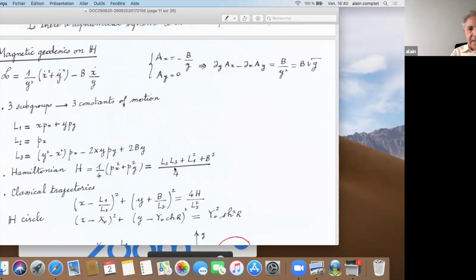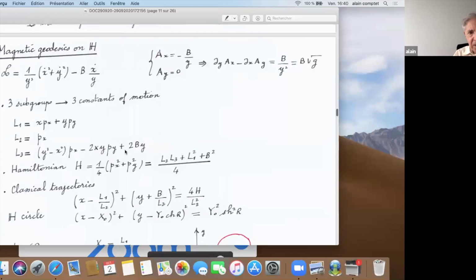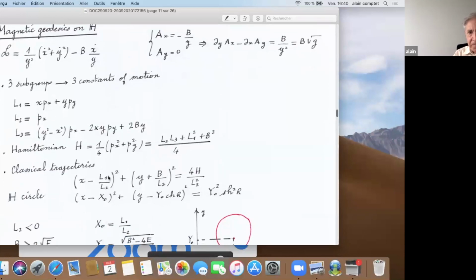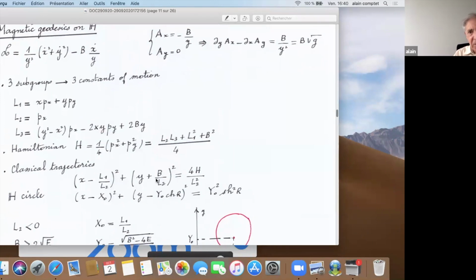And what is nice is that one can get exactly the classical trajectories without making any calculation. In fact, it suffices to eliminate px and py from these equations, and you plug this into the last equation, and you get the equation of motion. And naively, you would say, okay, this is the equation of a circle. Okay, it's the equation of a circle, but only in Euclidean space. It's not an H circle in the sense of hyperbolic geometry.